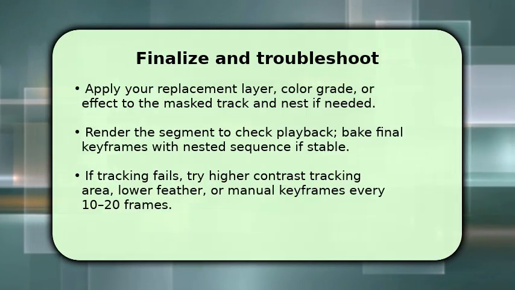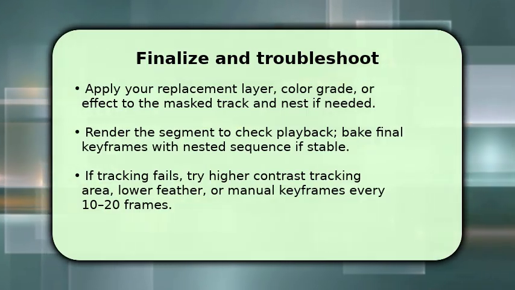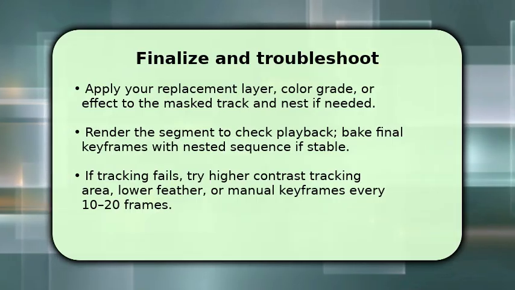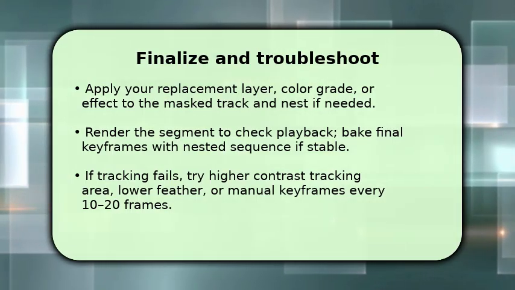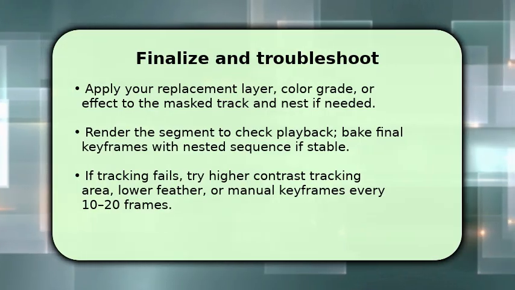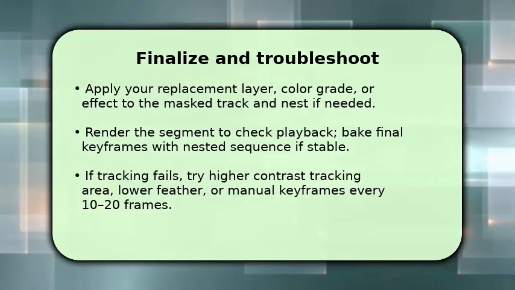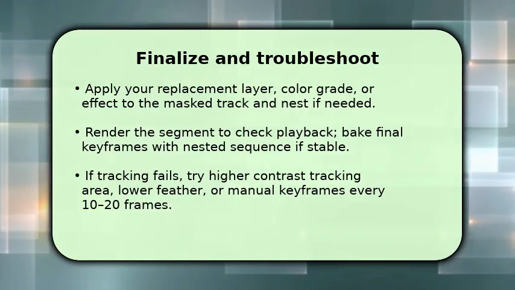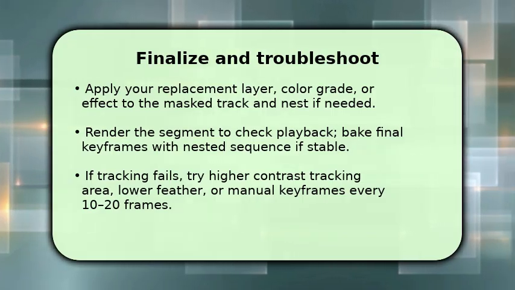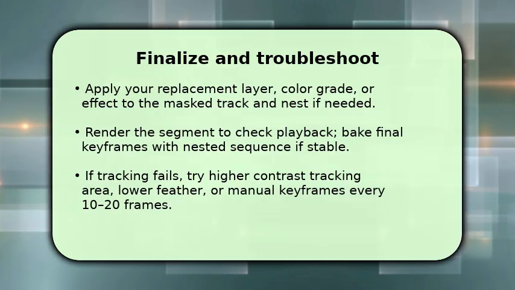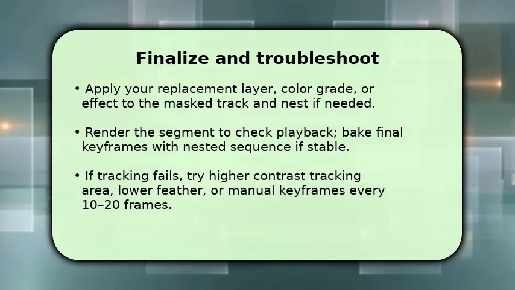Once applied, render the area to verify real-time playback and inspect for slipping. If the track is inconsistent, try improving track contrast, reduce mask feather, or switch to manual keyframing every 10 to 20 frames so you regain control. If necessary, rerun the automated track after those adjustments. This method ensures the tracked asset stays anchored and looks intentional in the final render.